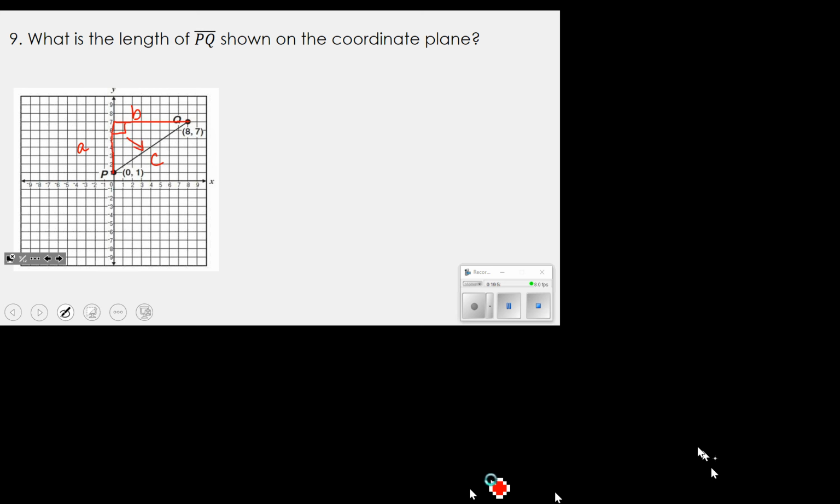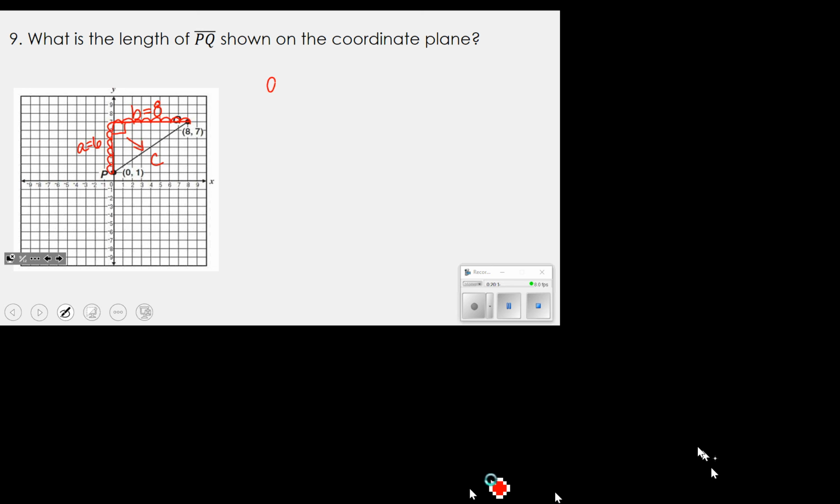So now I have to count again. So for A, 1, 2, 3, 4, 5, 6. For B, 1, 2, 3, 4, 5, 6, 7, 8. And now I can find the measurement of side C.